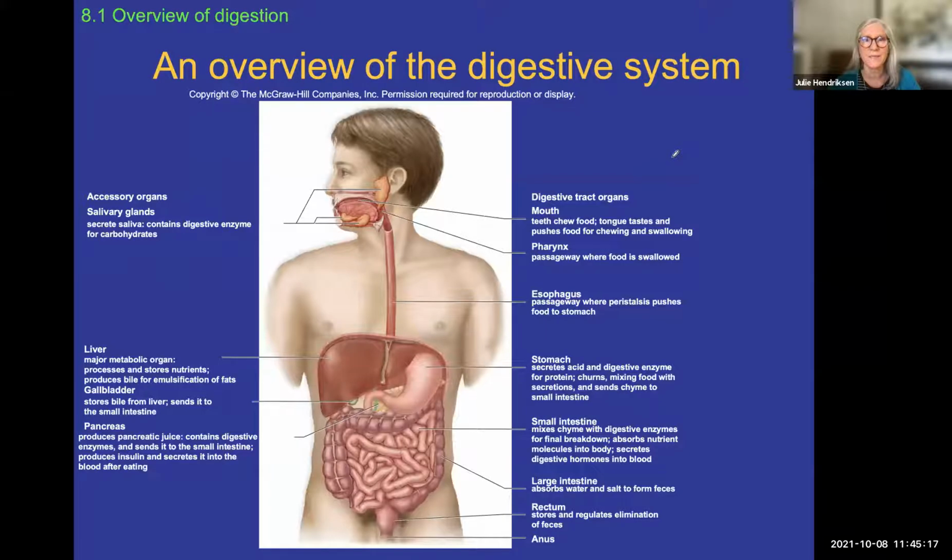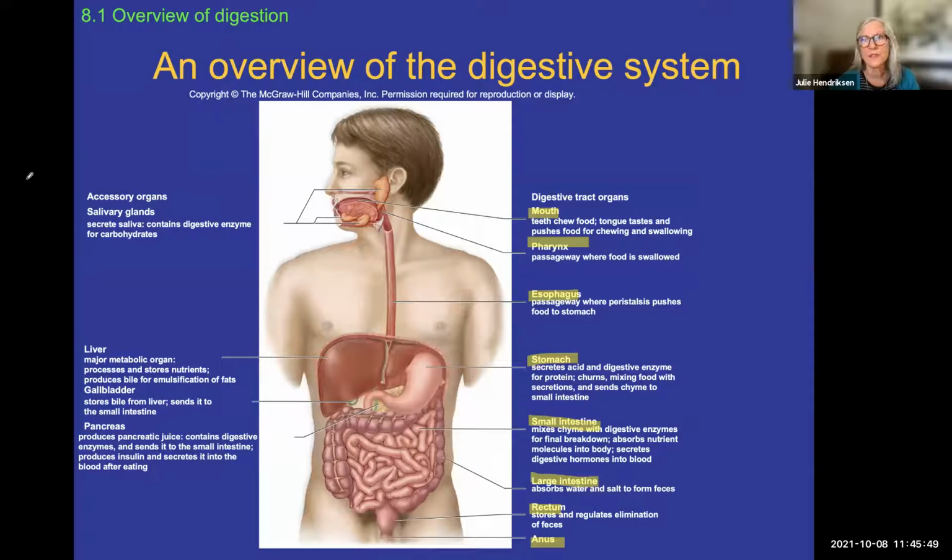As we take a quick glance at the digestive system in this overview, you can see the tract where this food moves and across which we absorb the nutrients, which would be, as we go from the back of the mouth, the pharynx, the esophagus, the tube leading to the stomach, to the small intestine, to the large intestine, and then finally at the end, the rectum and anus. That is the actual pathway, or what we call the GI tract.